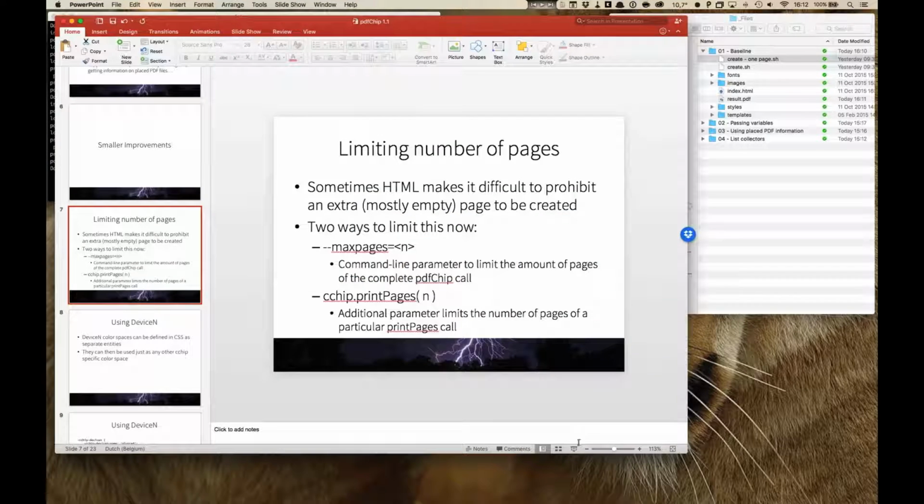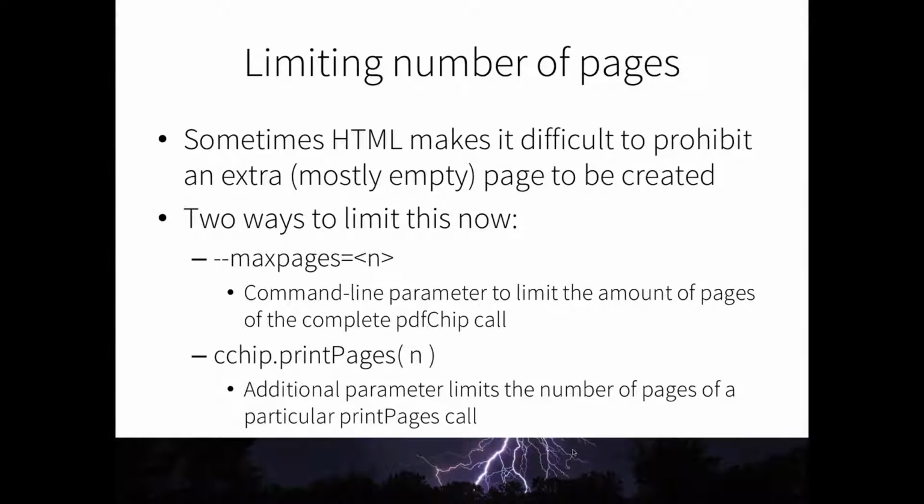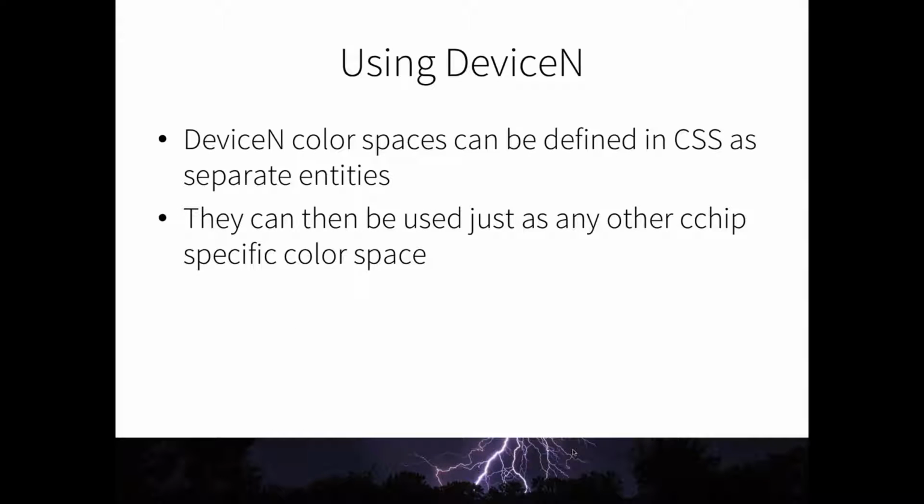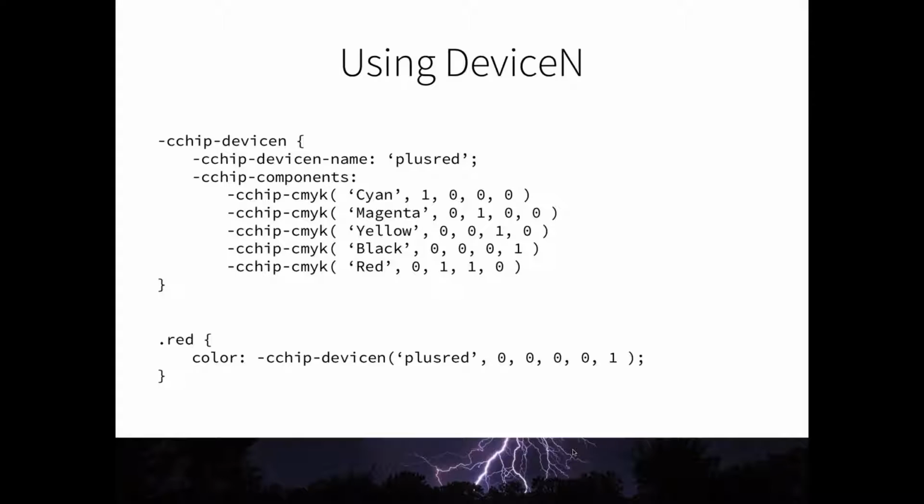Okay, next, let me go back to my presentation, and the next one is one that I am not going to demo, but I will show you what the syntax looks like in the presentation. pdfChip 1.0 supported many different color spaces that were not supported in HTML and CSS. It had support for CMYK, spot color with all kinds of different alternate color spaces, LAB colors, and so on. Now, what it couldn't do is device N.